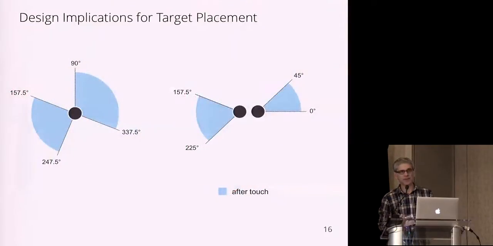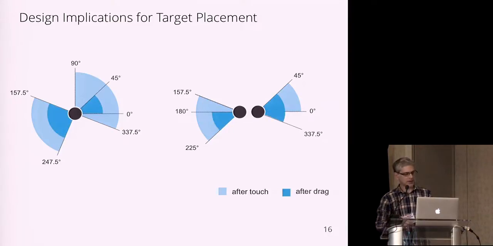I can unwrap that blue piece and show something that's a bit more intuitive. So here's some design implications for probably where you should apply, where you should lay these radial targets for the crossing target for 1-finger pins and 2-finger pins. These are for the without dragging. And then here's the slightly different angles if you're doing a 1-finger pin or a 2-finger pin after a drag.